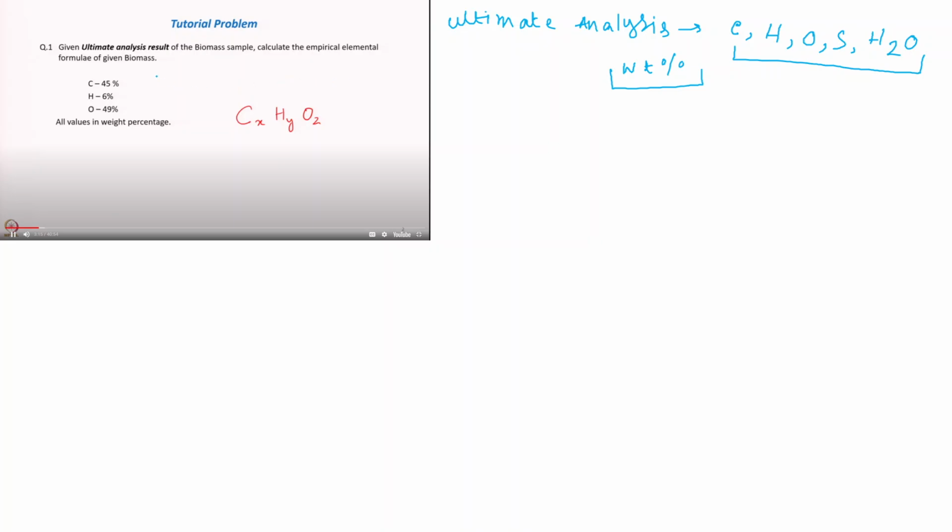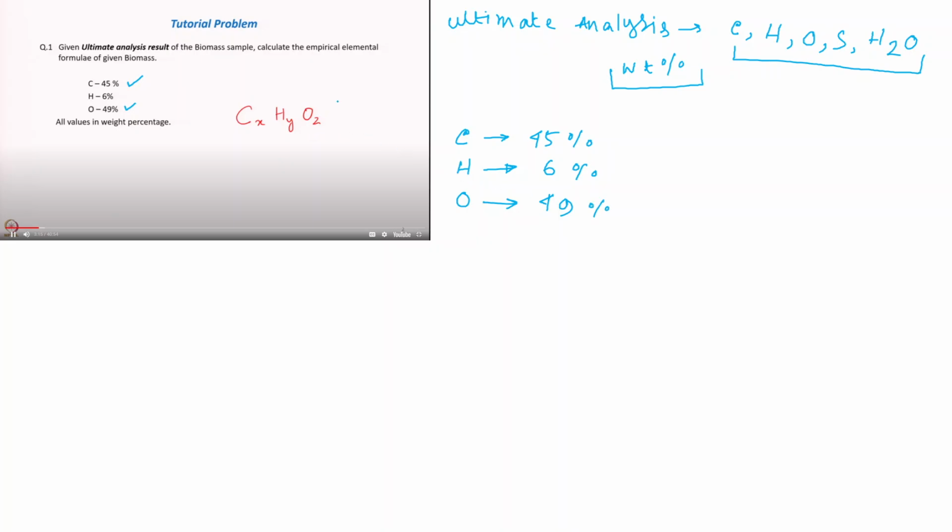So the result of one ultimate analysis shows that carbon is 45%, hydrogen is 6%, and oxygen is 49%. Okay, the result shows that carbon is 45%, hydrogen is 6%, and oxygen is 49%.